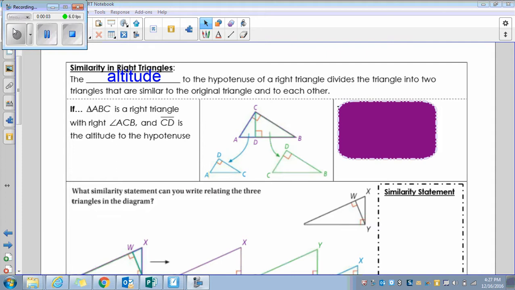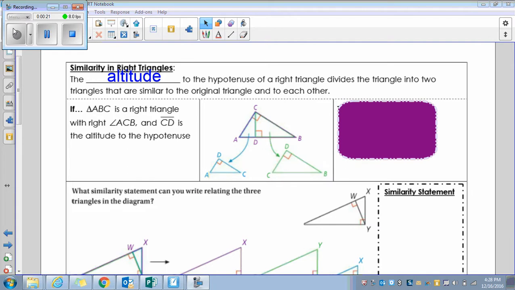Okay, so we're going to start by talking about similarity in right triangles. The altitude to the hypotenuse of a right triangle divides the triangle into two triangles that are similar to the original triangle and to each other. So this is only special for right triangles.